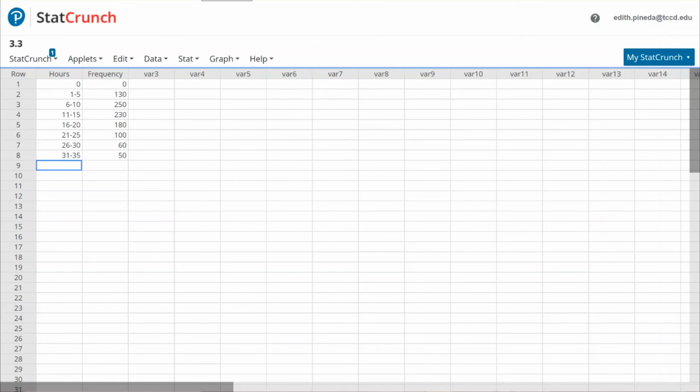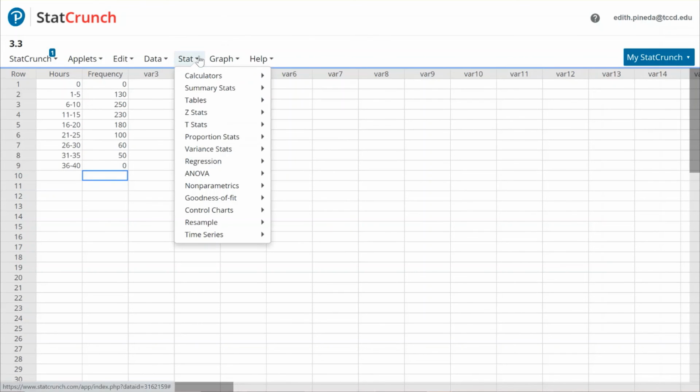Let's approximate the sample mean for this grouped data. First, type in your grouped data. We have a column for hours and a column for frequency. Now you need to add an additional class for hours. If the class is continued, the next class would be 36 through 40. We don't have any data values in this class, so the frequency will be 0. You need to add this extra row, otherwise you will not get the correct answer.